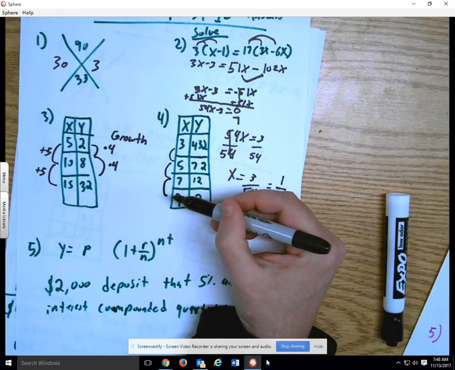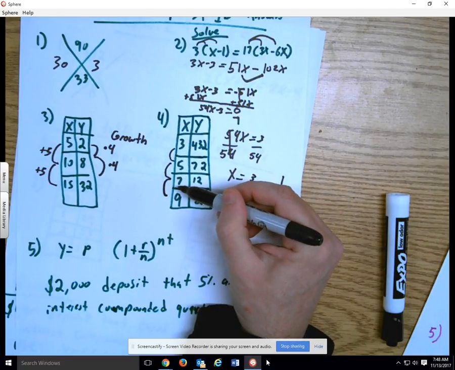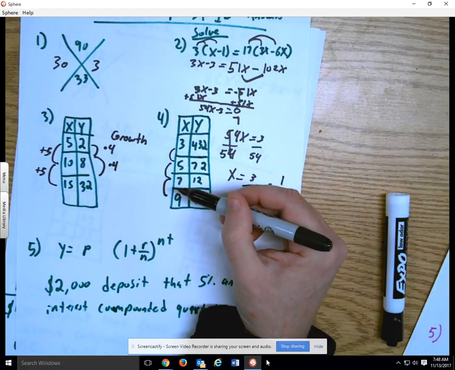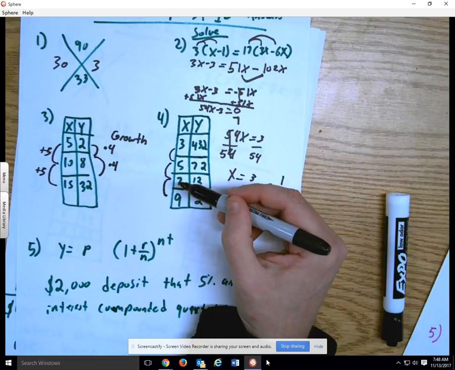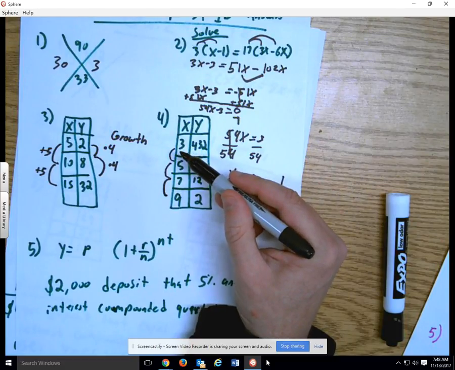Anyone in this row know what's happening from 3 to 5, 5 to 7, 7 to 9? It's not being multiplied on this side. Remember, the x side has to either be added or subtracted each time. Okay, see it?